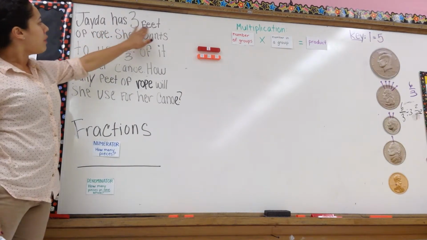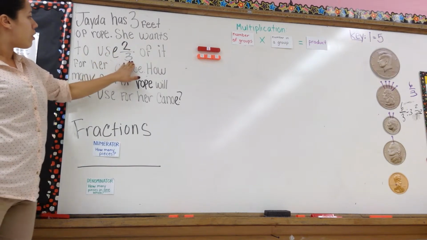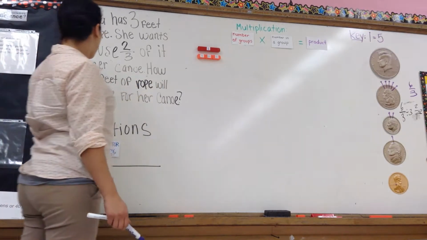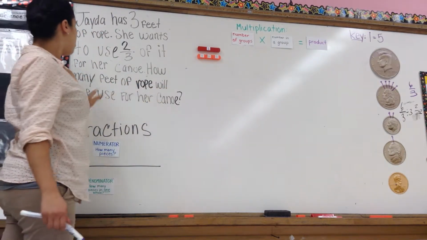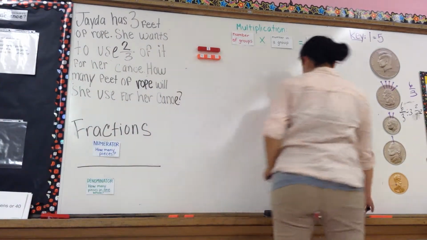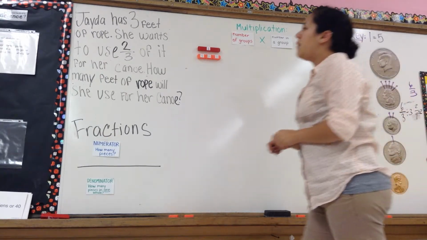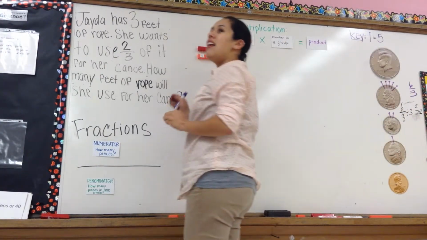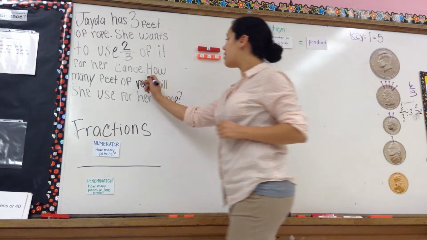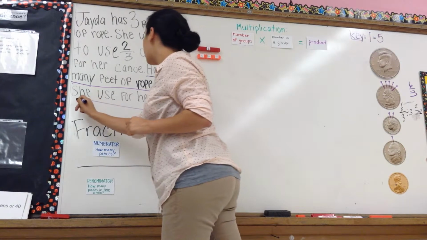Jada has 3 feet of rope. She wants to use 2/3 of it for her canoe. How many feet of rope will she use for her canoe? So let's write that down. How many? Before we write anything down, let's make sure what our question is asking us. It's asking us how many feet of rope will she use for her canoe?